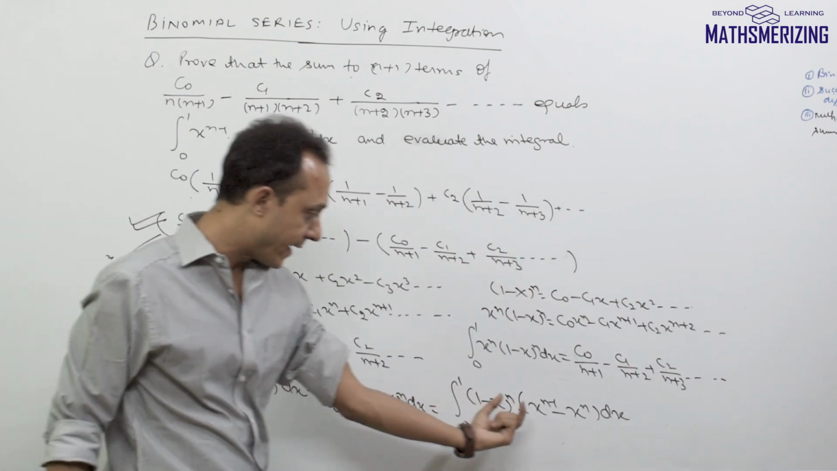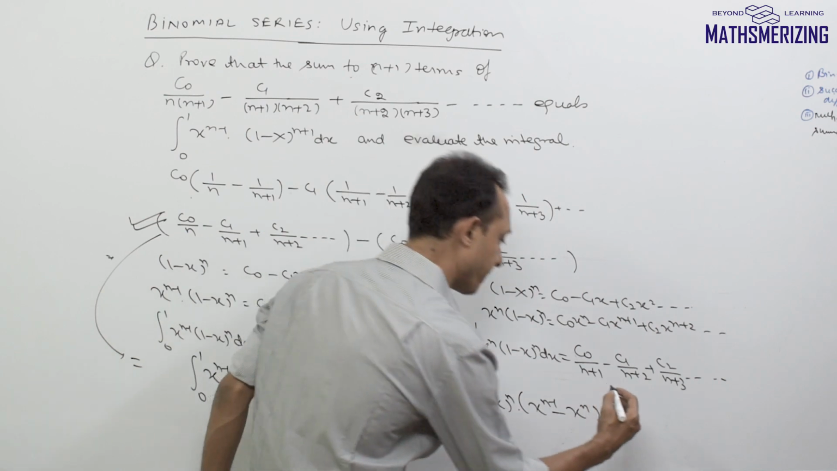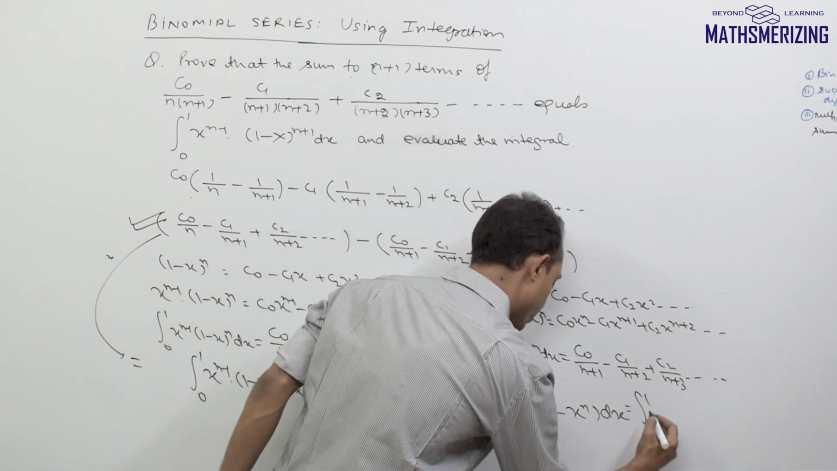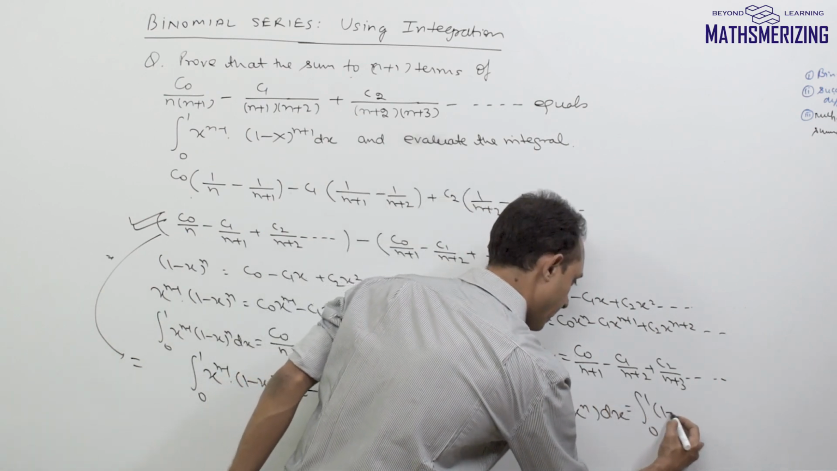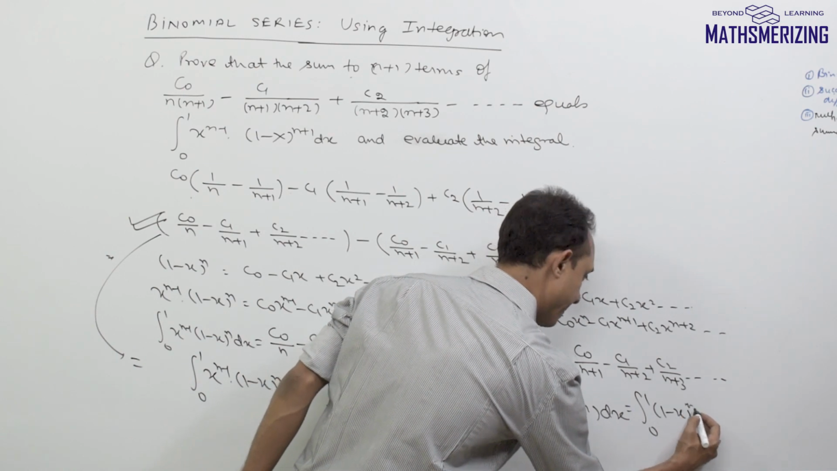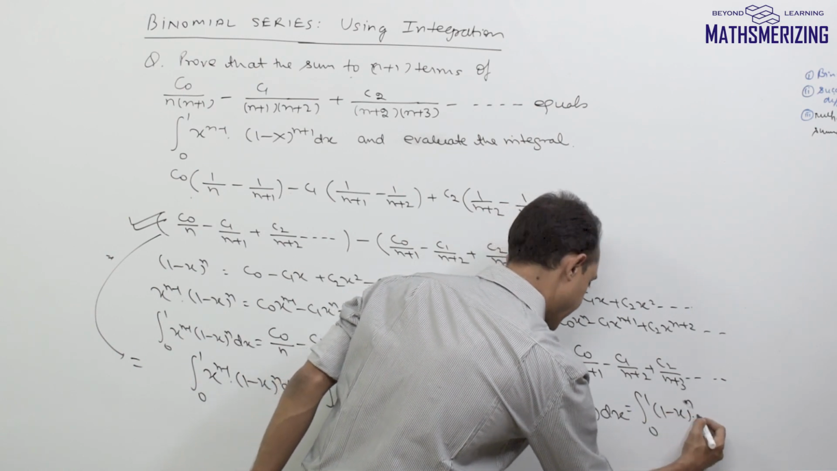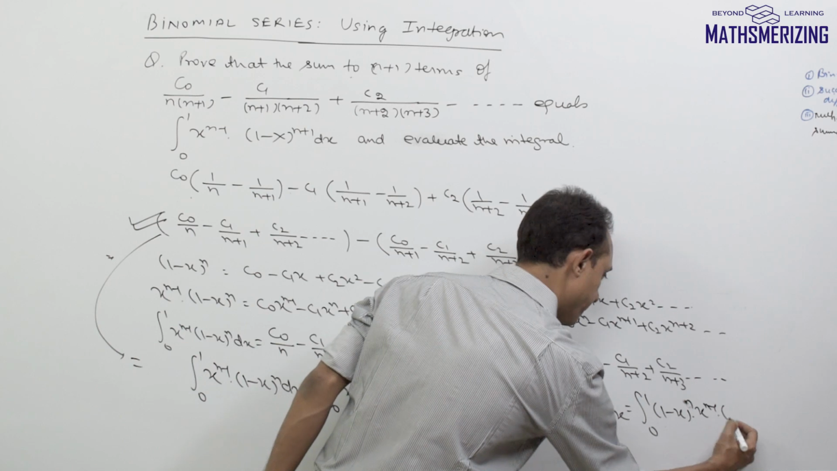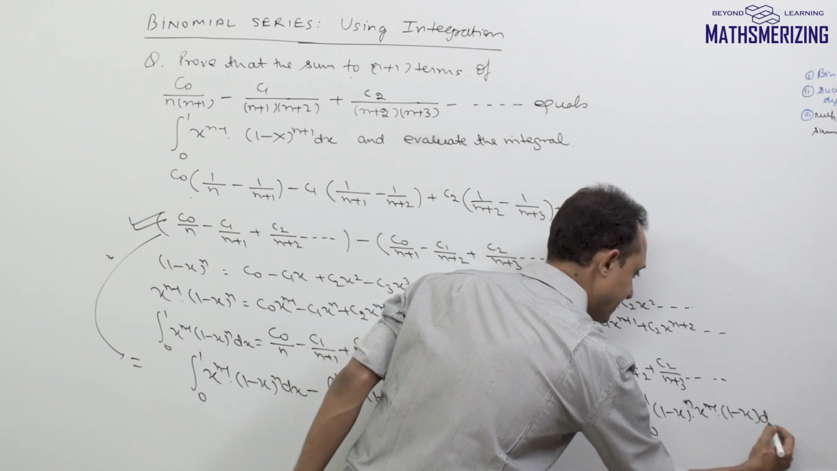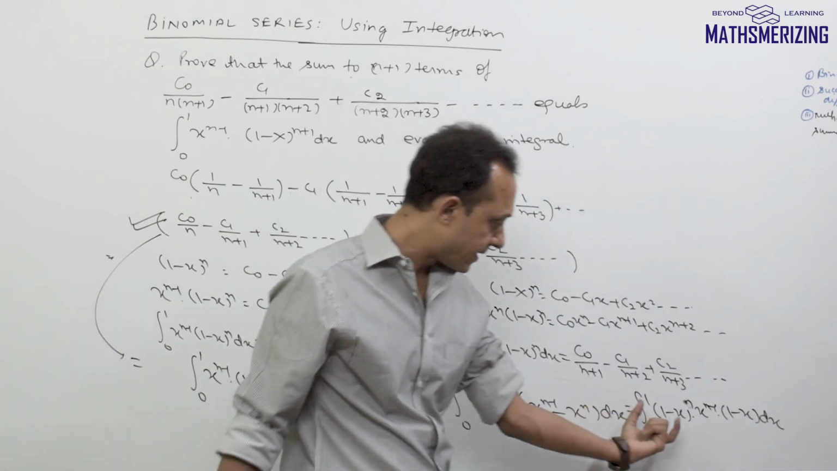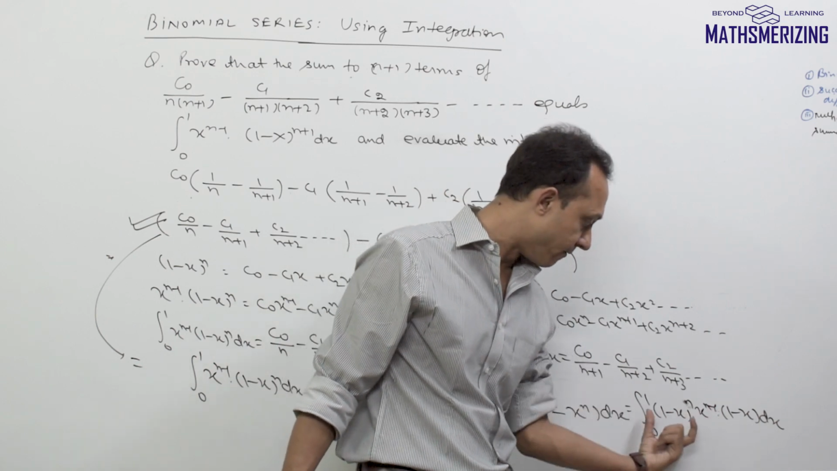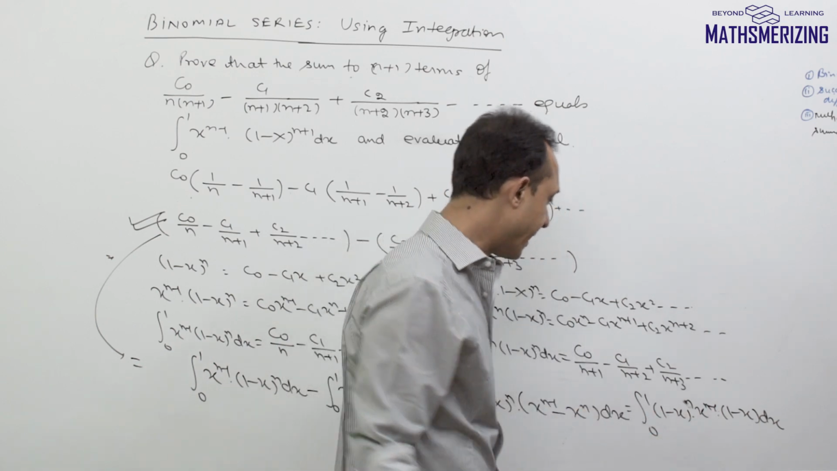Now here I can take x to the power n minus 1 also common. So if I take it common, I'll write from 0 to 1, (1 minus x) to the power n, and here I'll get x to the power n minus 1, and here I'll get (1 minus x) dx. Now (1 minus x) to the power n into (1 minus x) simply will be (1 minus x) to the power n plus 1.